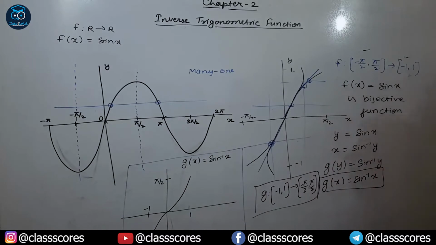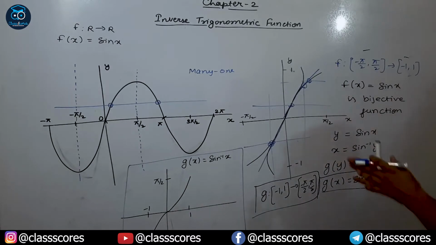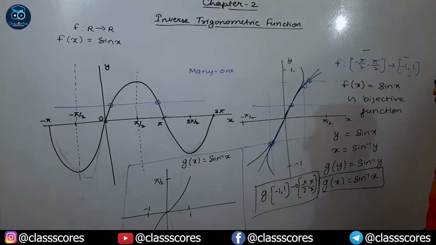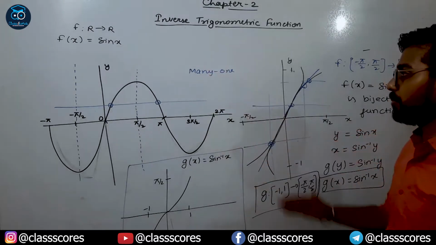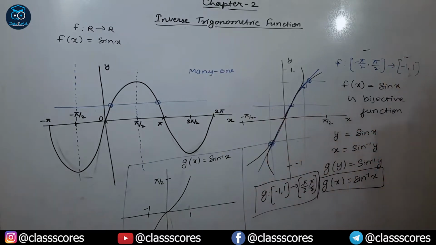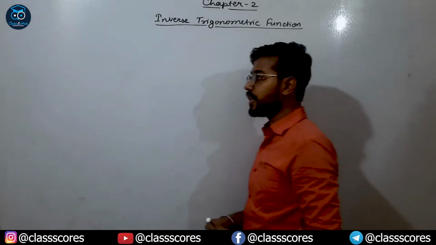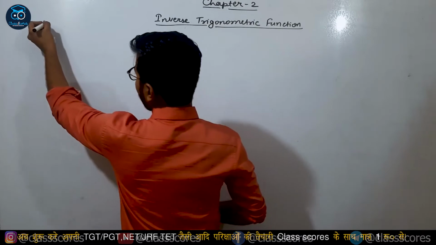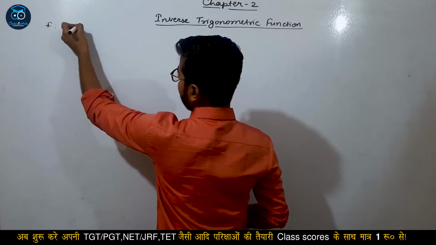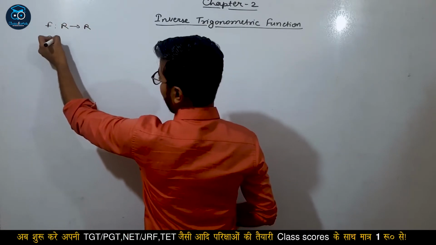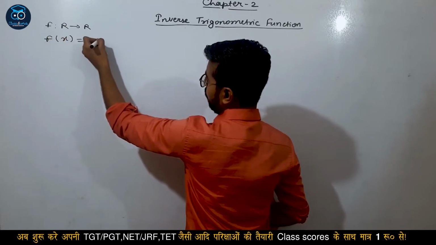So now that's all for the sine function. Now we can move further for cos. Before moving further, just pause the video to note it down. Okay, now we can move further for function real to real f of x equals to cos x.